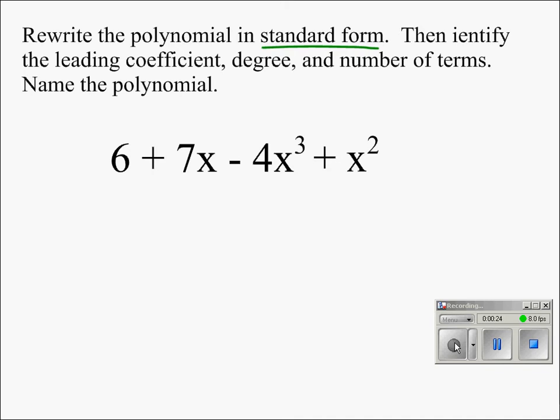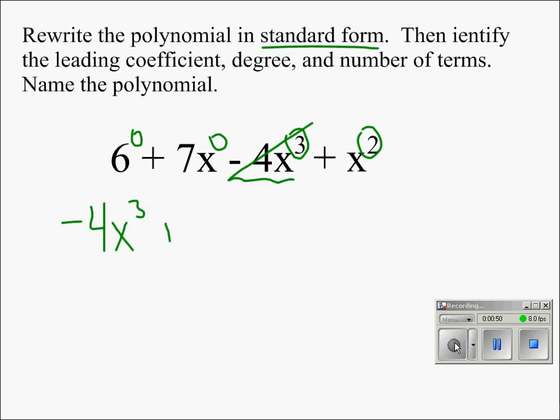Identify the leading coefficient, degree, number of terms, and name the polynomial. We'll look at all of those as we go. First of all, let's write it in standard form. So we need to look at our degrees, and our degrees are our exponents. Okay, and we're looking for the highest one. So our highest one is this term right here. We need to take the sign that's in front of it with it and write it first. So we have negative 4x to the third. Okay, we use this one.